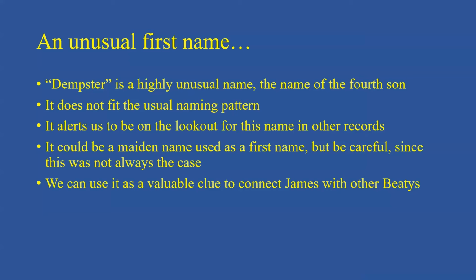It alerts us to be on the lookout for this name in other types of documents. It could be a maiden name being used as a first name, but we have to be careful because this was not always the case. It could be the name of a family friend, but we can use it as a valuable clue to connect James with other Beattys, and indeed it becomes the clue that unlocks my family tree.